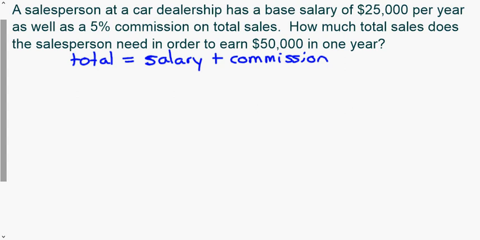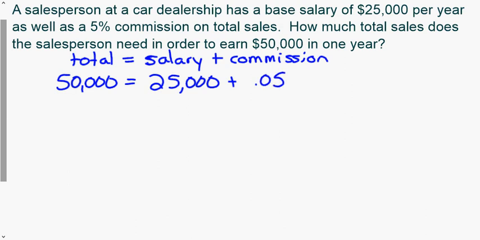All right. Our total, how much are we wanting to make? We're wanting to make 50,000. Our base salary is 25,000 plus our commission. What's our commission? It's 5% of sales. Now, when doing problems, we don't want to do a percentage as a percentage. We want to convert it to a decimal. So what is 5% as a decimal? Well, it is 0.05. And what is our 5% of? Of our sales. So you could use S for sales if you wanted.